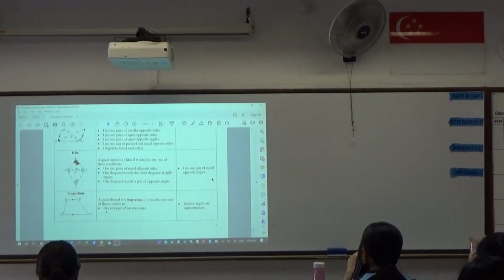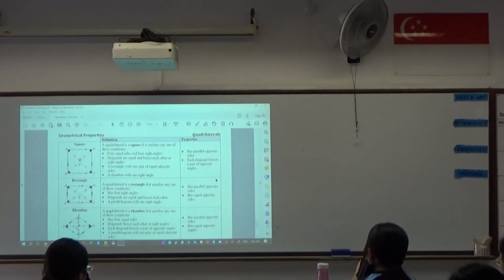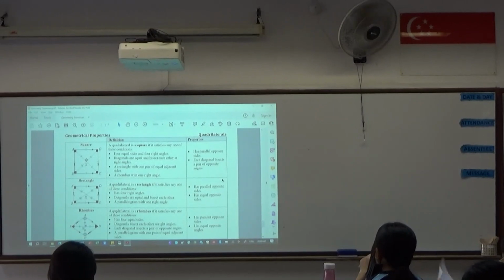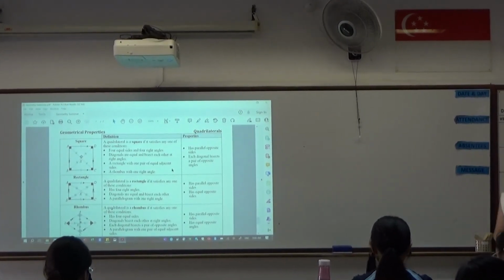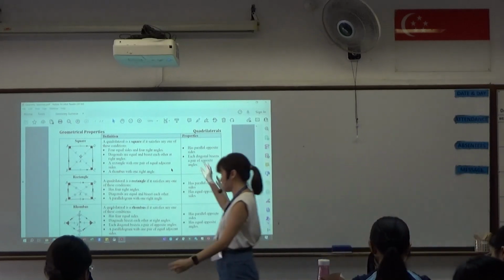Geometry notes. I think that's on page 7. Okay, we will take reference to this page whenever we do any proof of the geometrical properties of quadrilaterals.